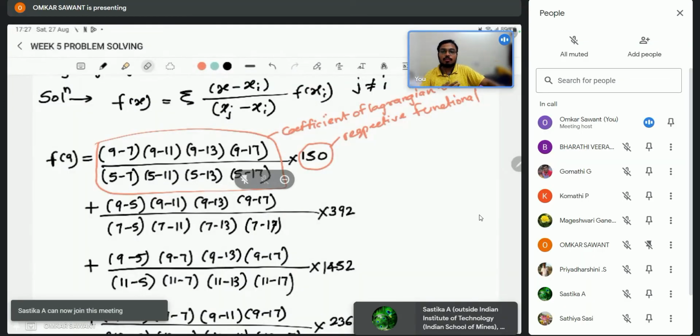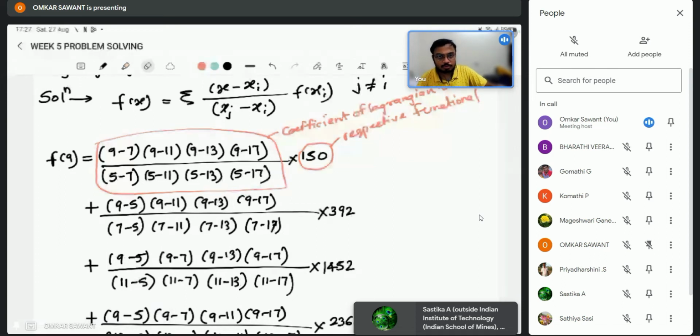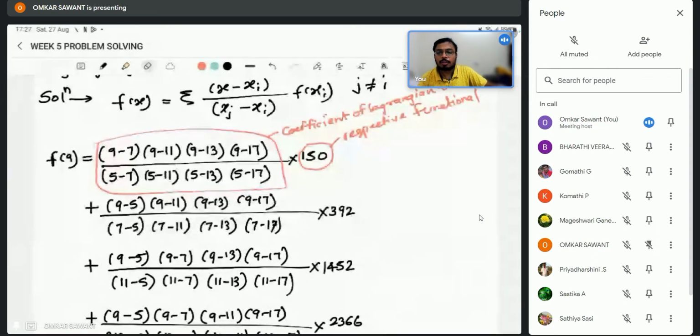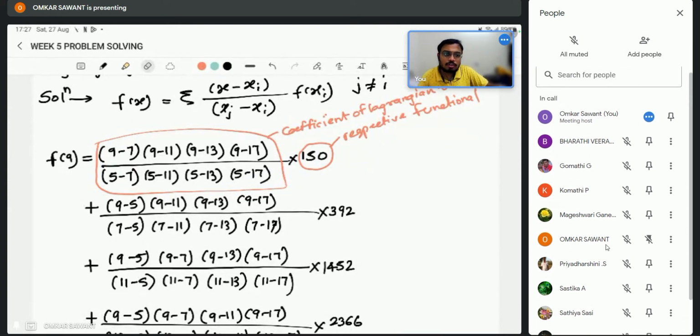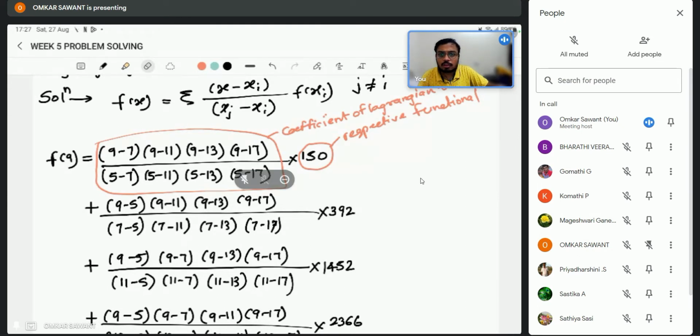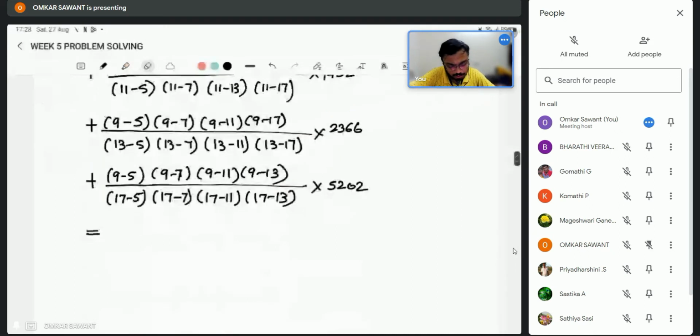Please, if you find any difficulty, let me know. It's very methodical. Calculations are slightly time consuming because of the coefficient calculation. There are more efforts in calculation, but understanding wise it is very easy. Okay. So, calculate the value of the function at x equal to 9.